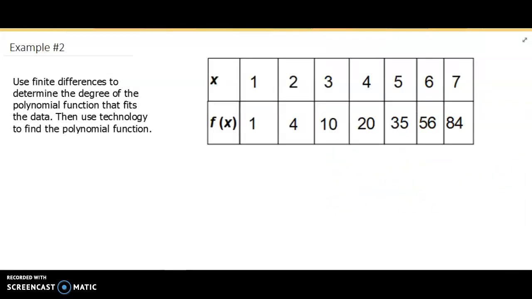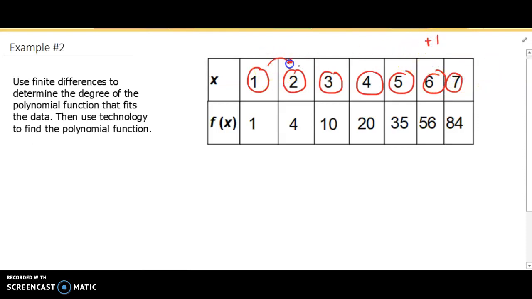All right, so with that in mind, let's look at example 2. Example 2 says use finite differences to determine the degree of this polynomial function that fits the data. Use technology to find the actual function. When I look at this, the first thing I want to do is look at my x values: 1, 2, 3, 4, 5, 6, and 7. So I am increasing by 1 as I go. Therefore I can look at the order differences.